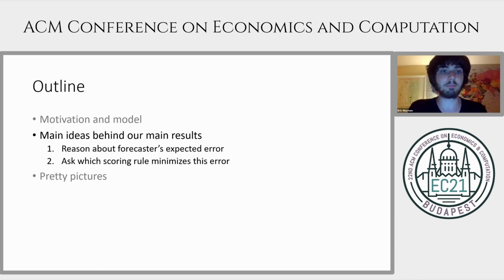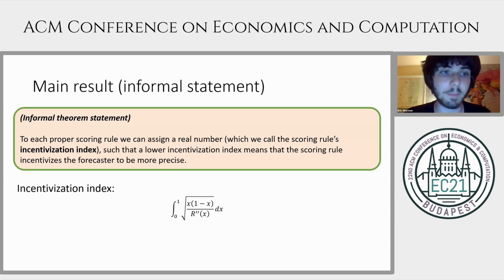So now I want to tell you the main ideas behind our main results. And to give you a sense of where we are going, here is an informal statement of one of our main theorems. So the statement is that we came up with a formula, which we called the incentivization index, which captured how good a proper scoring rule is at incentivizing precise forecasts. And you can see, the lower this number is, the better a scoring rule is at incentivizing precision. And what this means is that we can compare scoring rules head to head by comparing their values.